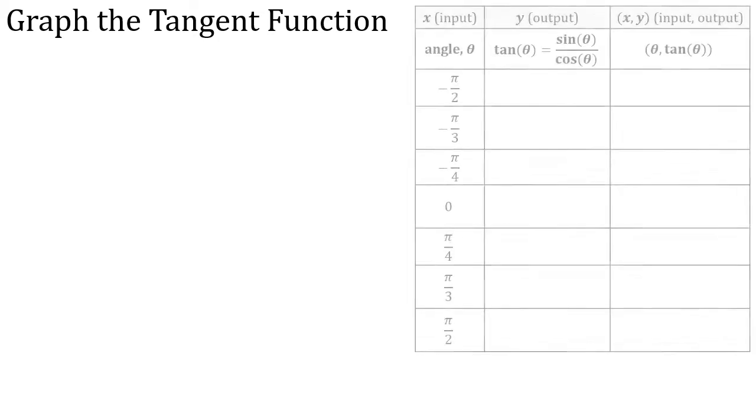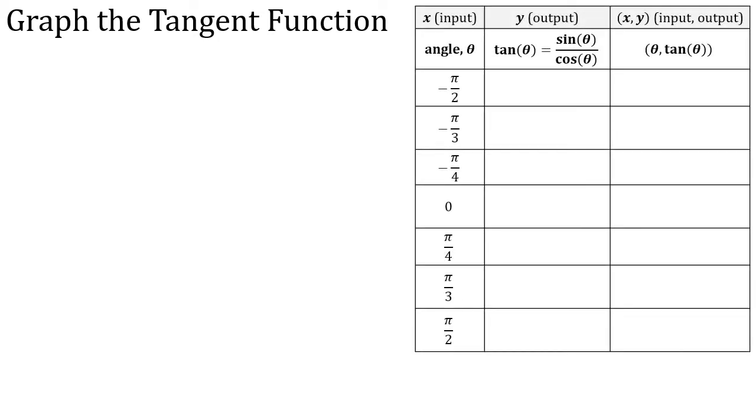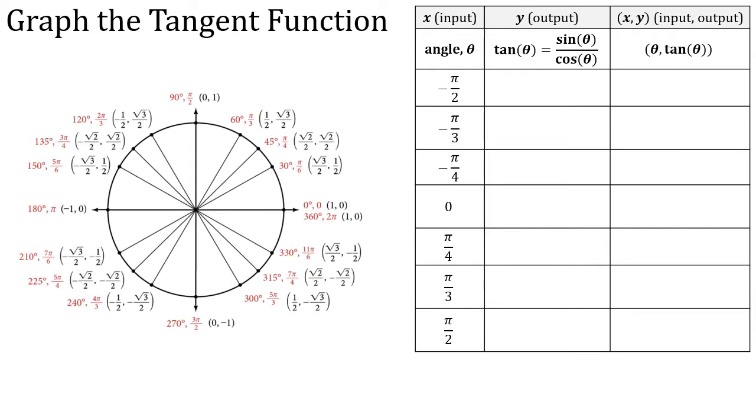So before we can take a look at the graph of the tangent function on an xy axis, we need to come up with some ordered pairs that we can plot. So we will take a look at inputs, which are angles, and outputs. And the outputs for the tangent function come from the ratio of the sine function to the cosine function. And we'll use a unit circle to help us out here.